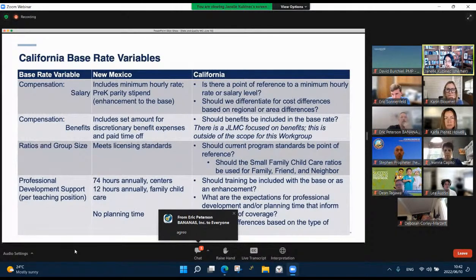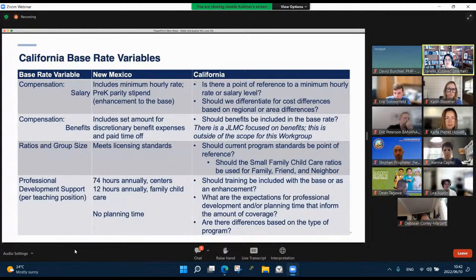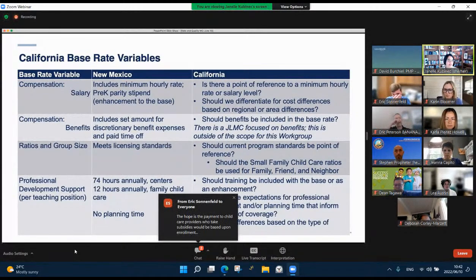We know there's another group working on that. So it's your validation that whatever that group is working on, this group is reinforcing it, and that's important. Okay, so let's talk about the next one, which is ratios and group size.